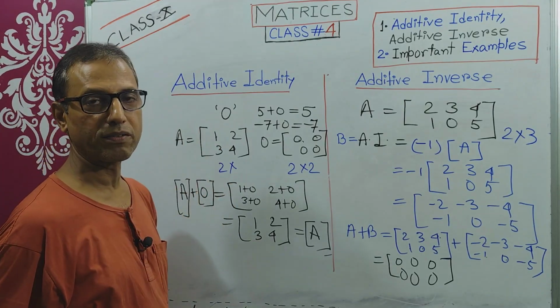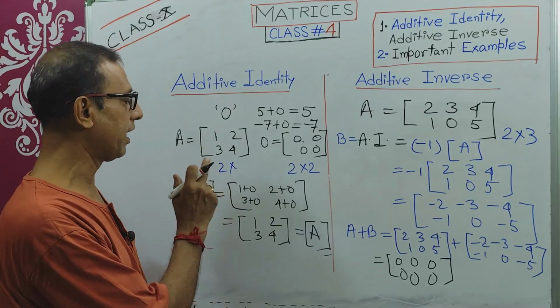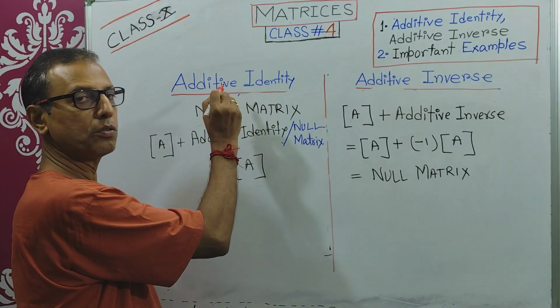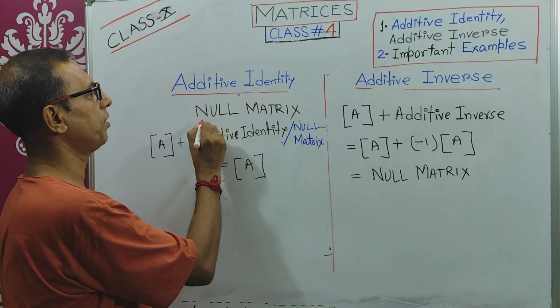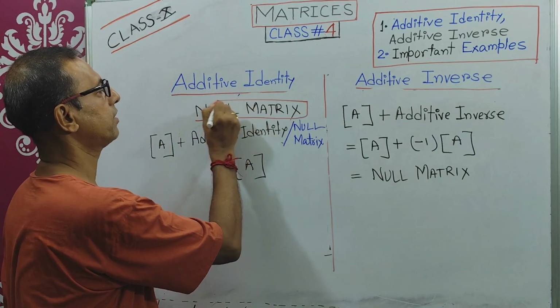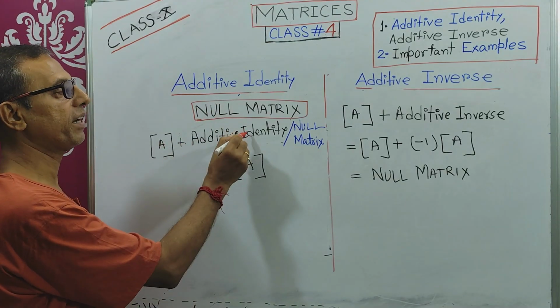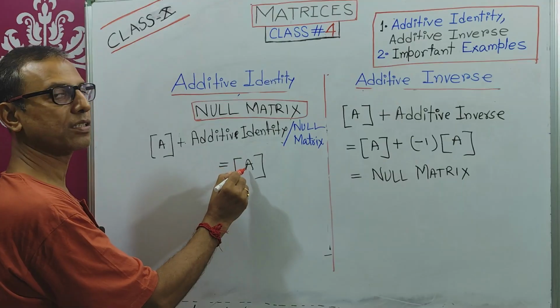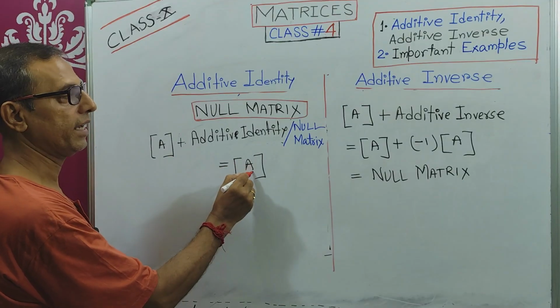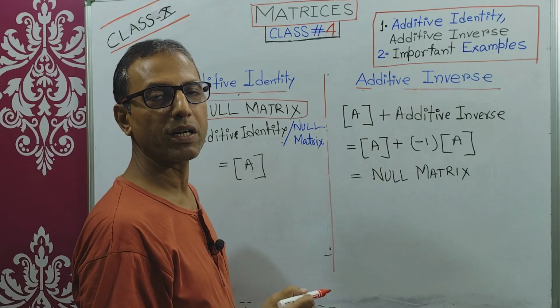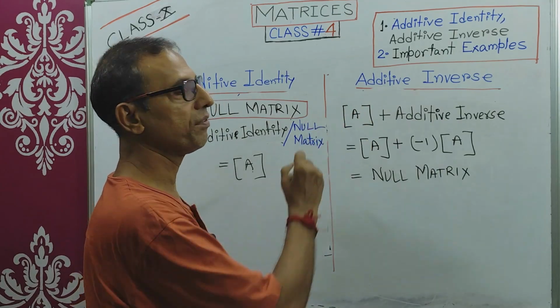And in matrix system, additive identity, that is the null matrix, right? So in matrix system, additive identity means actually null matrix. So the relation is, given a matrix plus additive identity or null matrix, it returns the same matrix again. It is A. Now for additive inverse, that is nothing but the negative of the given matrix.